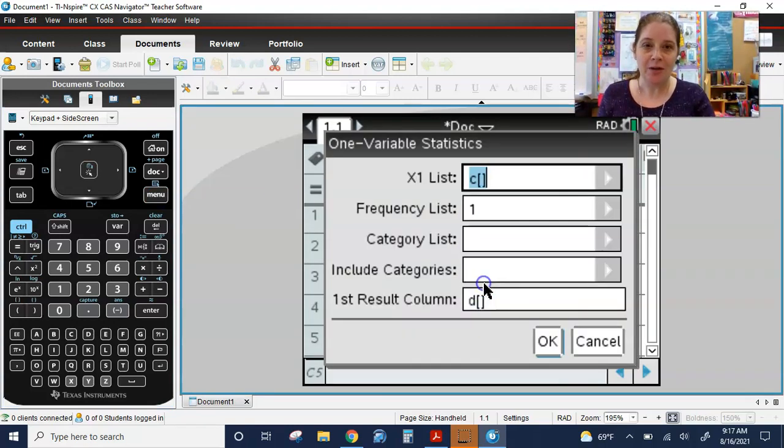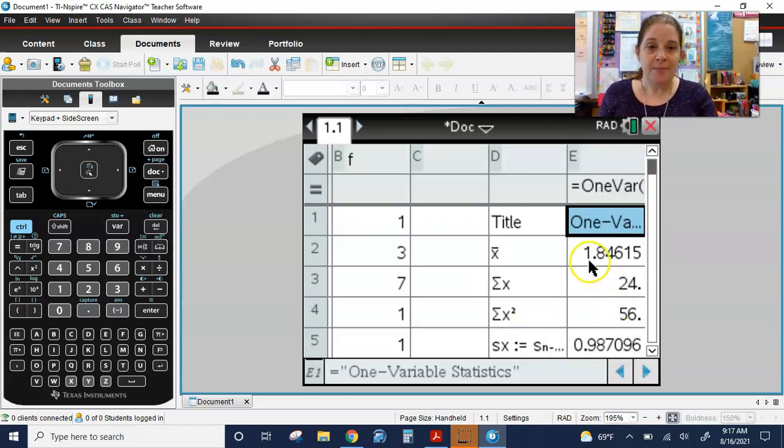Again, just click through this one list. For my X list, I'm going to click down in this box and I'm going to choose X. That was where I made my variable. And what's different from what we did in the past is this frequency list here. I want to select F for frequency. So this tells me how many there are. Okay, so you'll notice that my average is 1.846, which is the same.